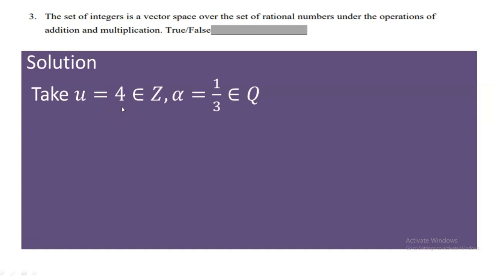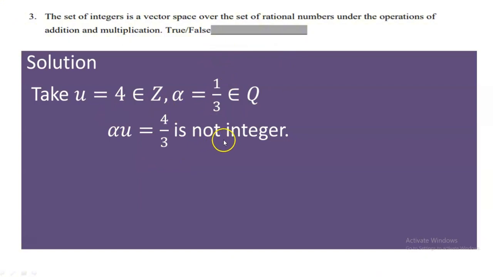Now let u be 4. Students, now 4 is an integer. You see, 4 is an integer. I just take 4 from the set of integers here. And let me take a scalar alpha from the set of rational numbers, like 1 over 3. So if you remember, students, the product of these two must exist in the set of integers. This is one property of vector space. But if you take the product alpha times u, it will be 4 over 3. 4 times 1 over 3 is 4 over 3.